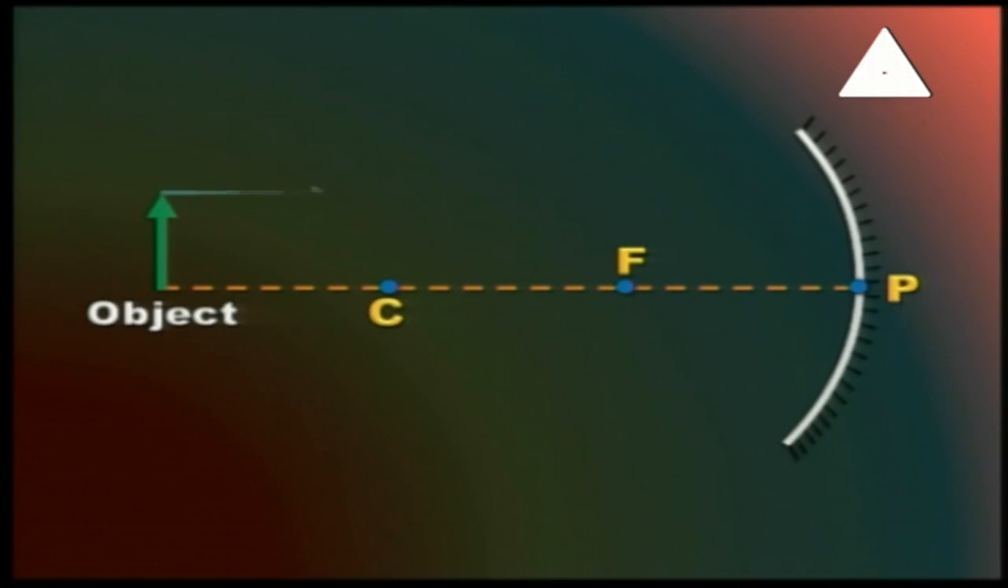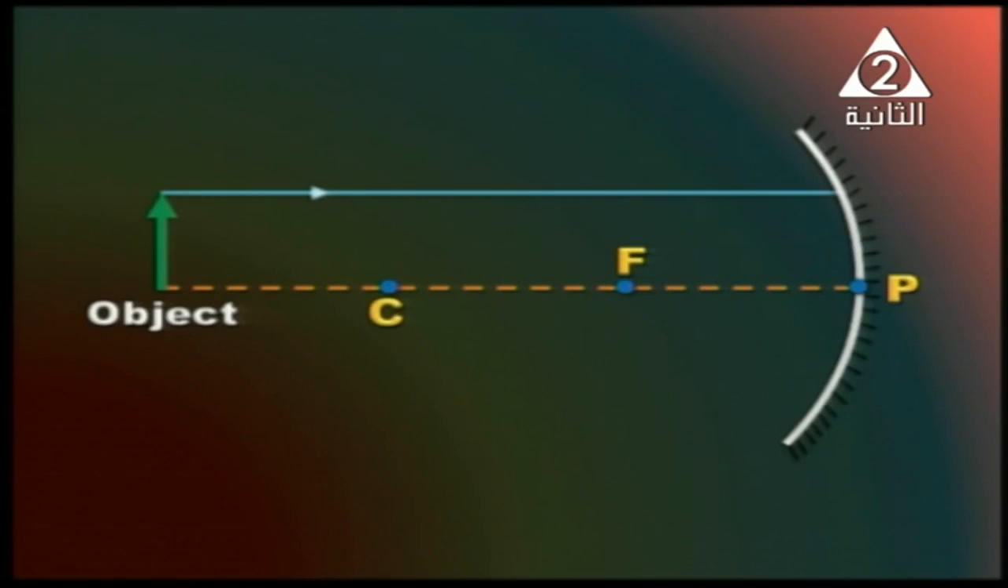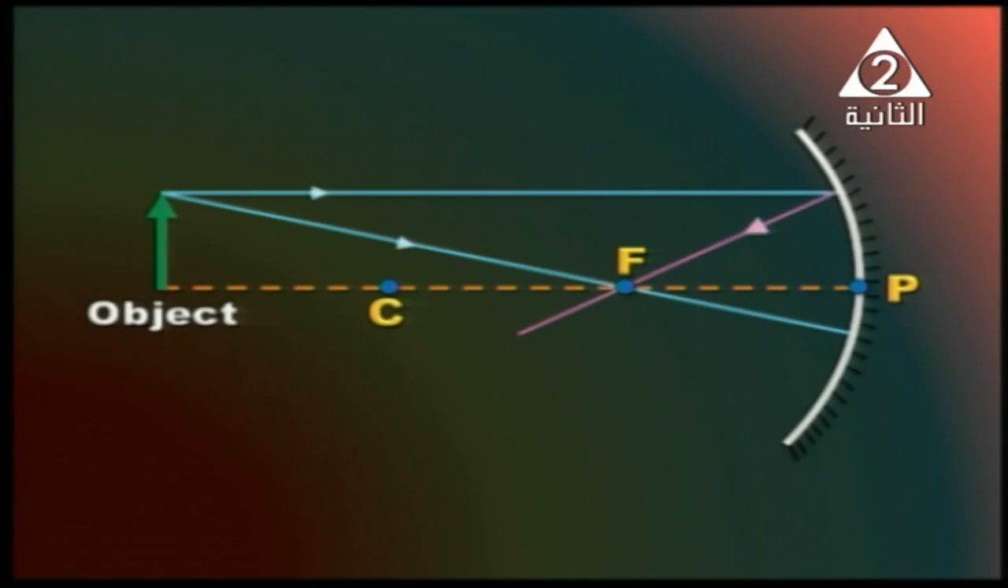The object will send a light ray parallel to the principal axis. This light ray will reflect passing through the focus, and another light ray which passes through the focus is reflected parallel to the principal axis. So the image is formed between the center of curvature and the focus, which is real, inverted, and smaller in size.